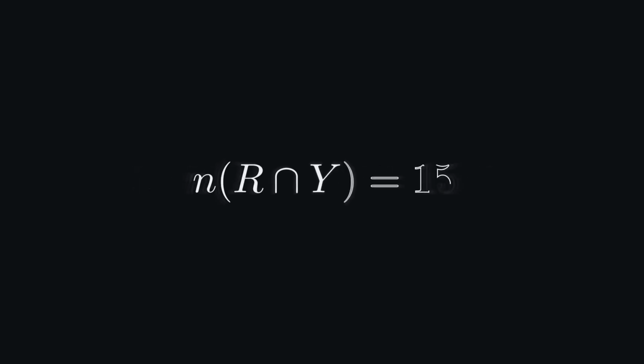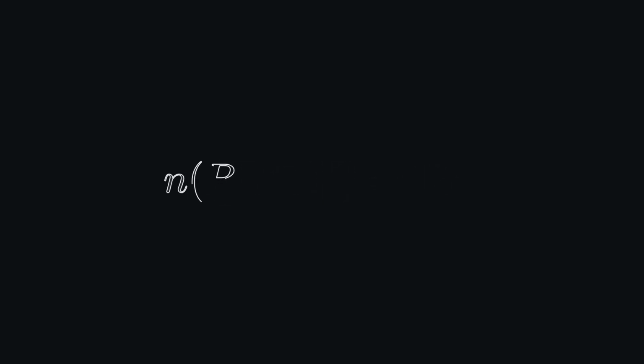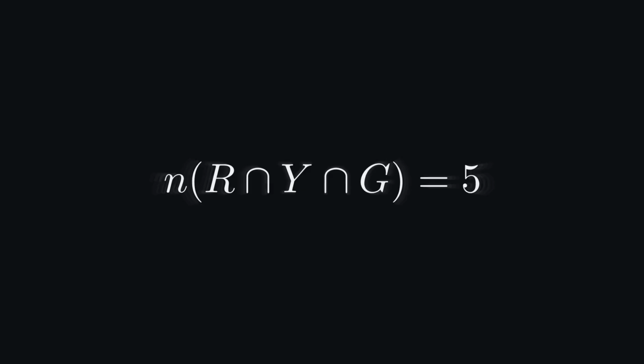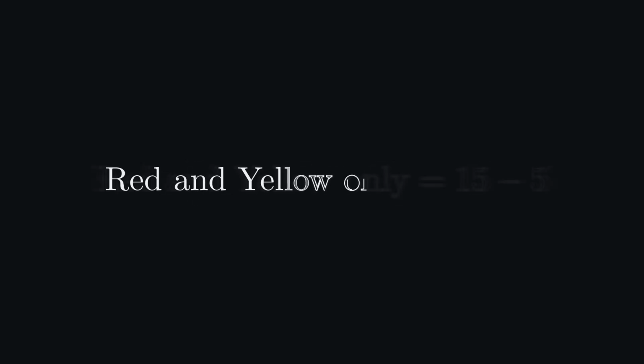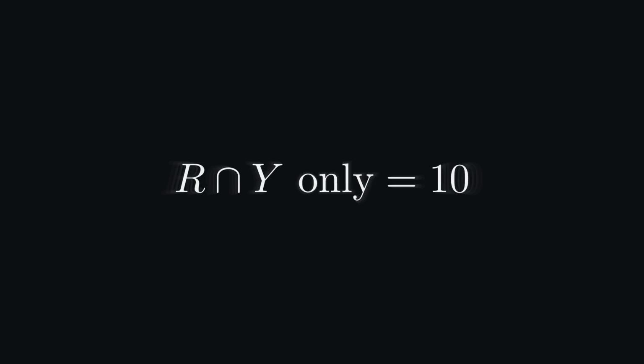Let's find out how many liked red and yellow only. 15 girls liked both red and yellow. 5 girls liked all three colors. To find red and yellow only, subtract the 5 from 15. So, 10 girls liked only red and yellow.